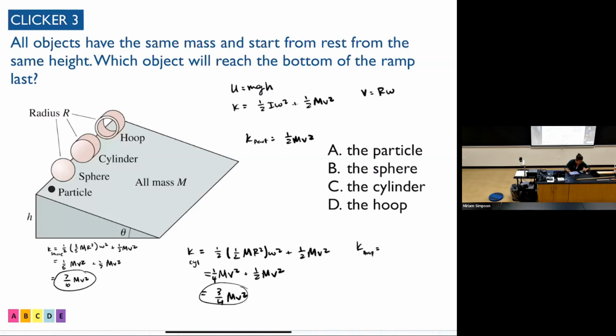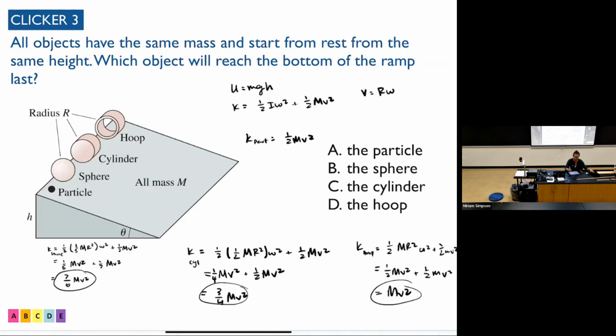Hoop is mr squared. So 1/2 mr squared omega squared plus 1/2 mv squared. That's going to give us 1/2 mv squared plus 1/2 mv squared, so that's just mv squared. So this one has the largest, followed by 7/10, followed by 3/4, followed by 1/2. Do we follow?